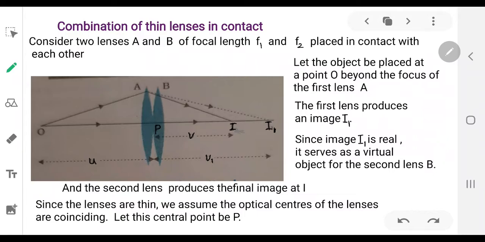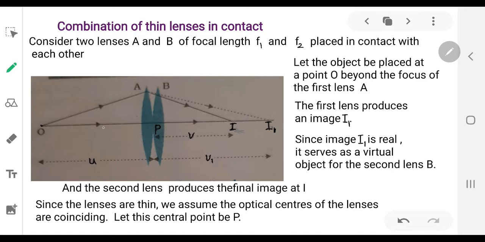Now, if the paraxial rays are incident on such a system of lenses, then what will be the focal length of that whole system? What will be the effective focal length of the system or of the combination of lenses? To understand that, consider a system of two lenses A and B of focal length f1 and f2 placed in contact with each other. Let the object be placed at point O beyond the focus of the first lens.